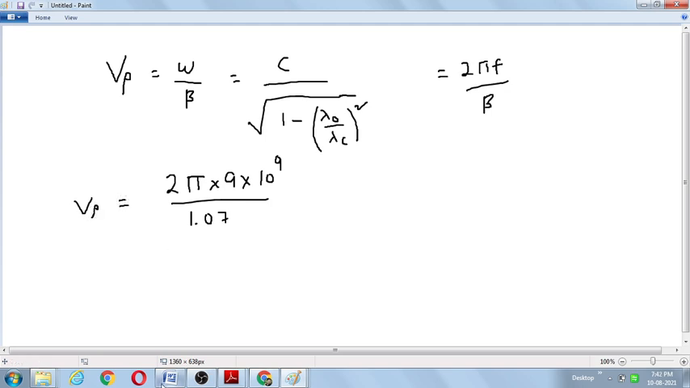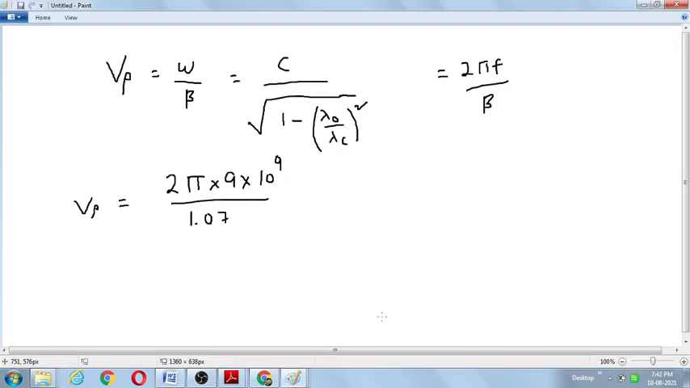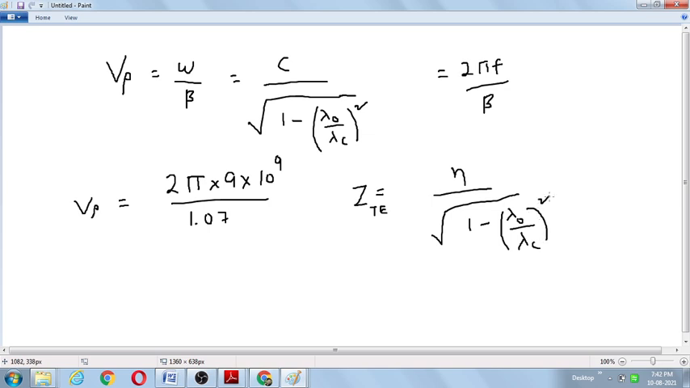And last one, characteristic impedance. So how to calculate characteristic impedance? Z, otherwise Z suffix TE, is equal to eta by square root of 1 minus lambda naught by lambda c whole square. This is the characteristic impedance of a rectangular waveguide in TE mode.